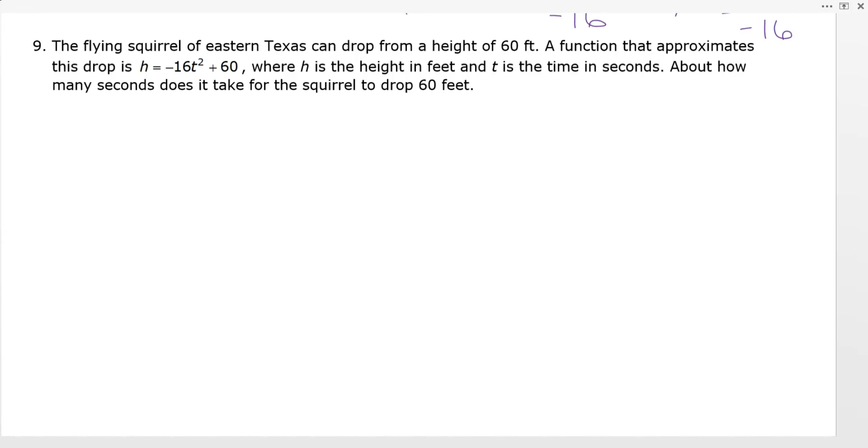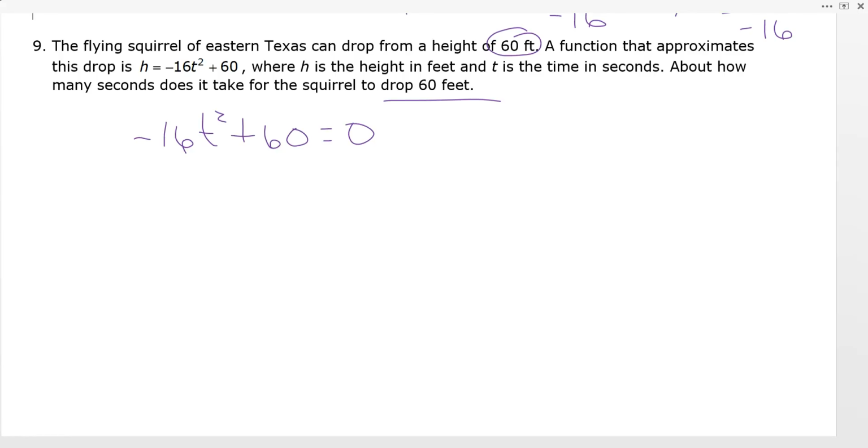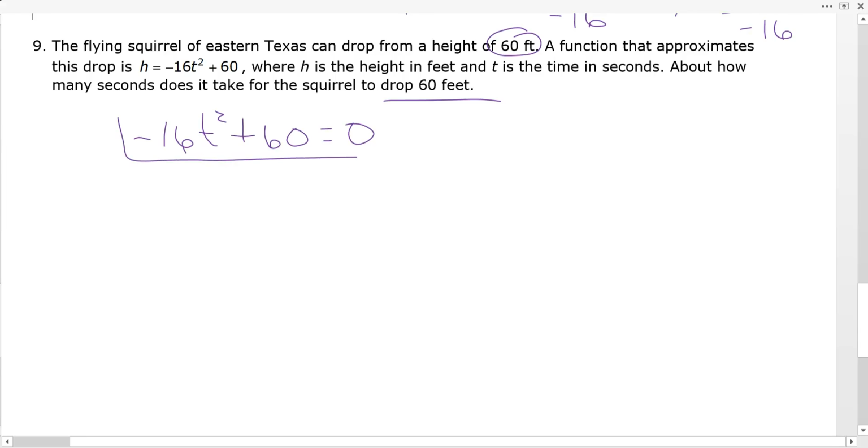Okay, so we're going to assume that if the squirrel starts at 60, by the time it drops 60, it's going to be at 0. So we're going to have negative 16t squared plus 60 equals 0. We're going to find a common factor, 4. Negative 4t squared plus 15.